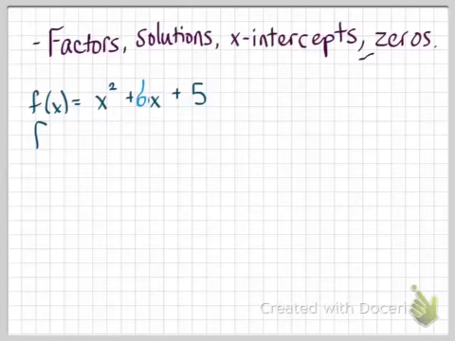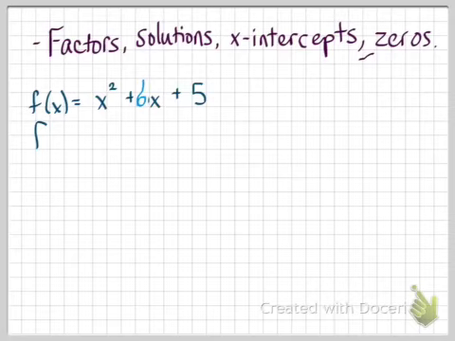We've been talking about some terms and learning about polynomials that are very similar but have some subtle and distinct differences. Now we need to really understand the differences and similarities between these terms to better understand what we're talking about when we talk about polynomials. So these terms are factors, solutions, x-intercepts, and zeros.